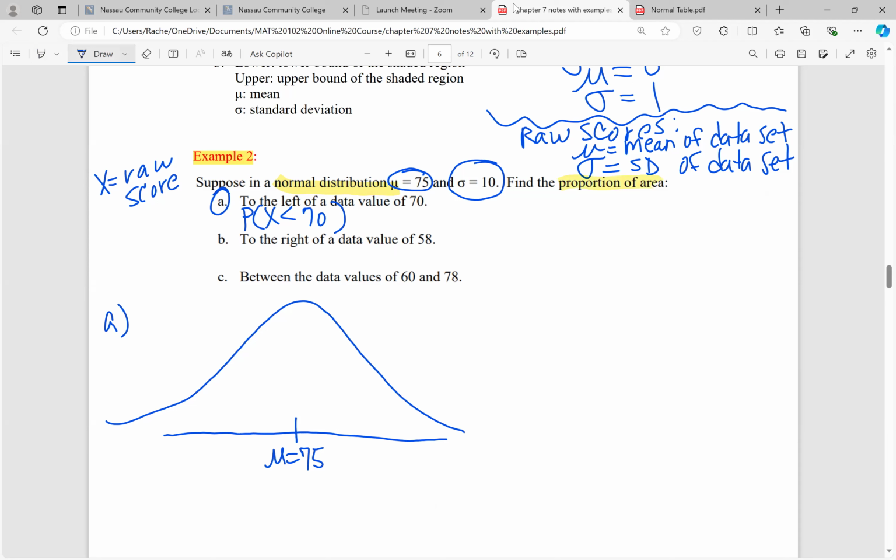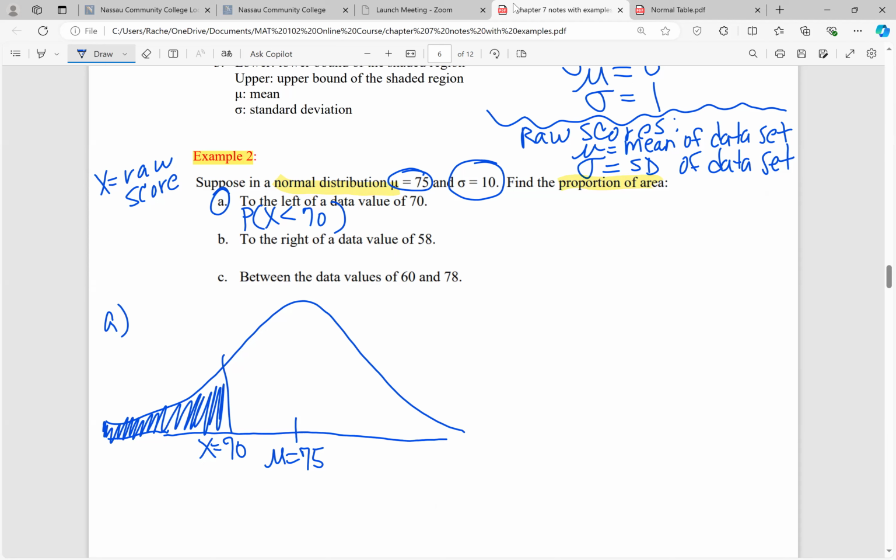Let's put that on the picture. Where is that proportion of area? Well, 75 is the mean. That's in the middle, right? So where's a data value of 70 going to go? Label your picture. So X equals 70 is going to go to the left because 70 is less than 75. Now shade the appropriate area. We want the area to the left, so I'm going to shade the area to the left. Now we're ready to get our answer.